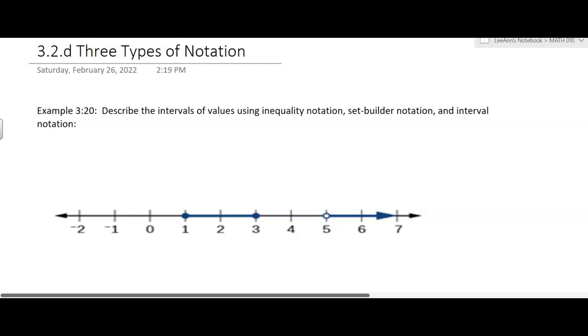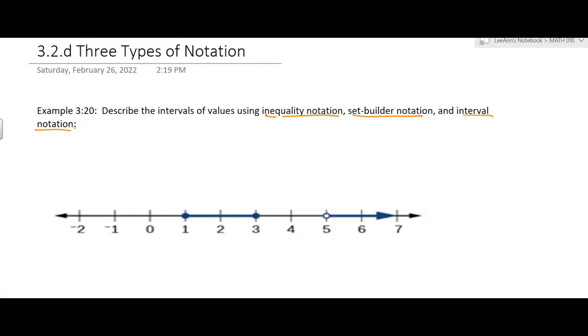Okay, so 3 types of notation. Look at this example. Describe the intervals of values using inequality notation, set builder notation, and interval notation. Now we just talked a little bit about interval notation, but not the other 2. So we'll go ahead and do that.